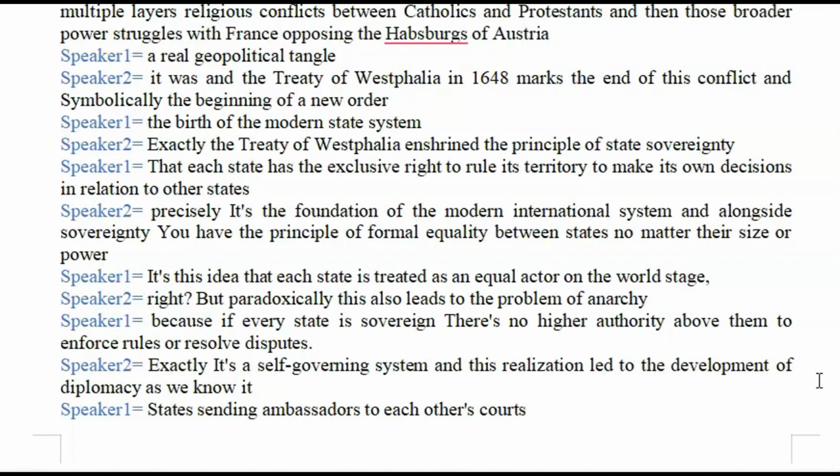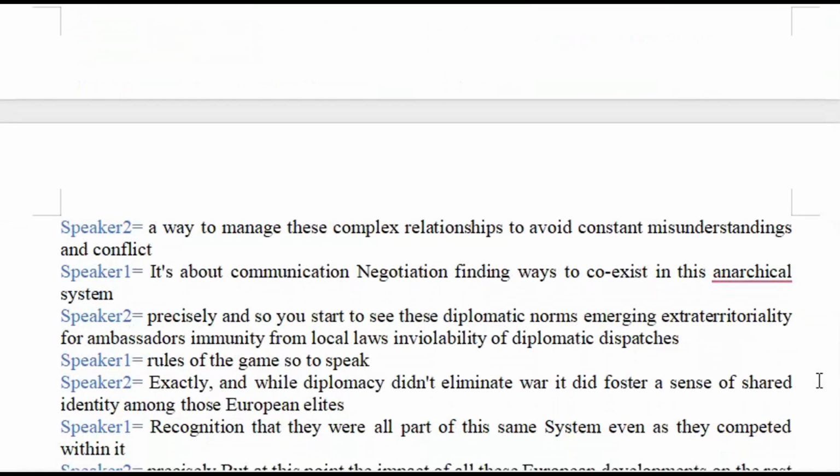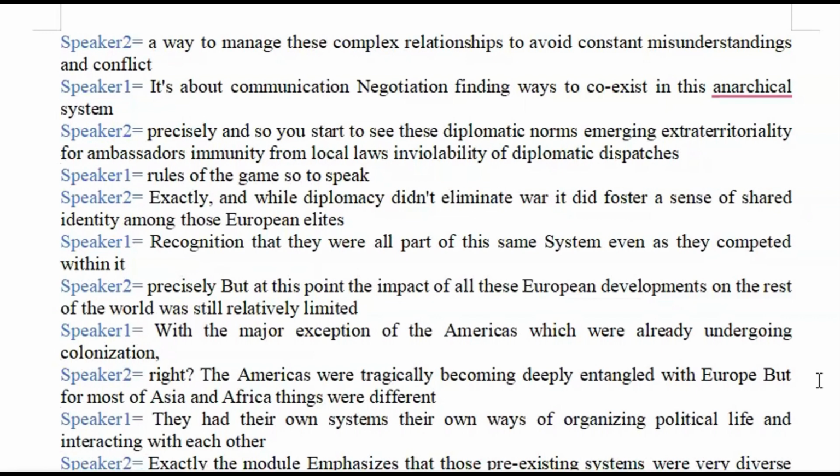Right. But paradoxically, this also leads to the problem of anarchy. Because if every state is sovereign, there's no higher authority above them to enforce rules or resolve disputes. Exactly. It's a self-governing system. And this realization led to the development of diplomacy as we know it, states sending ambassadors to each other's courts, a way to manage these complex relationships to avoid constant misunderstandings and conflict. It's about communication, negotiation, finding ways to coexist in this anarchical system.